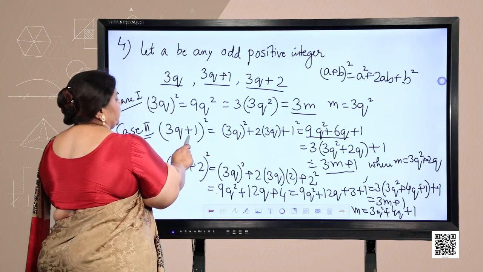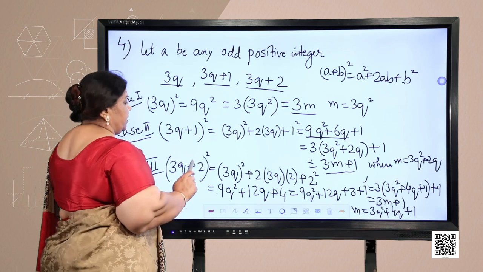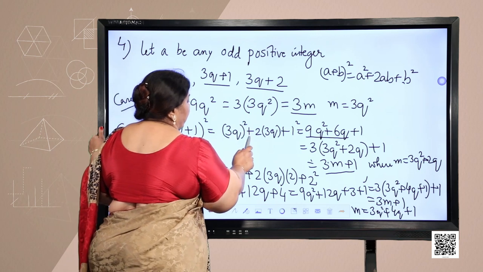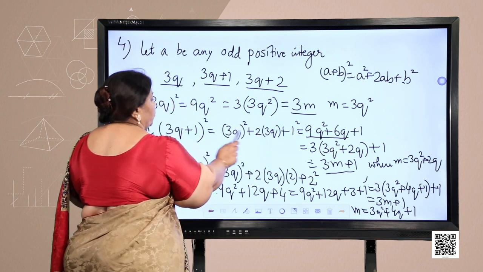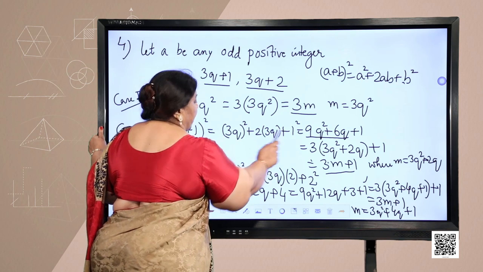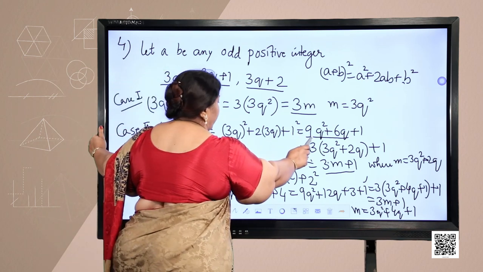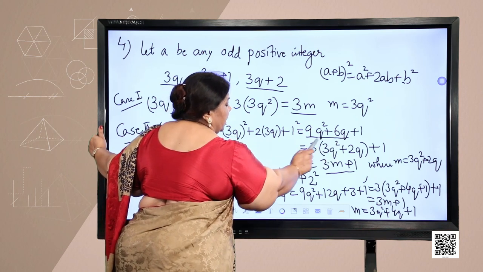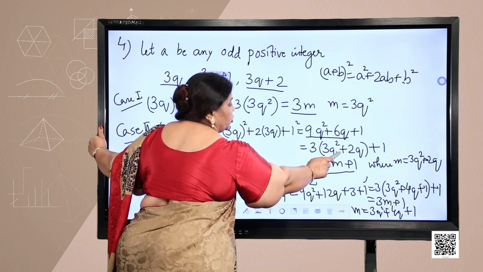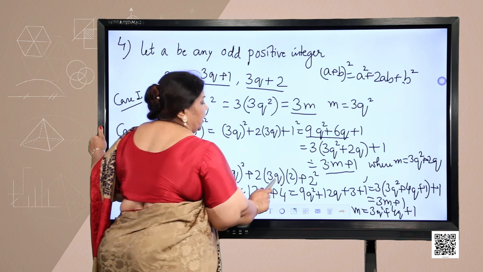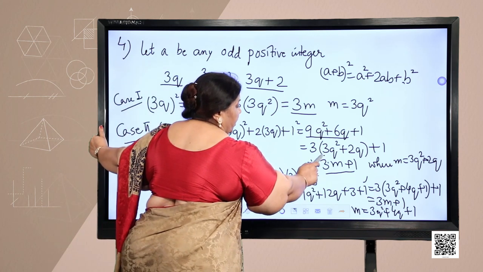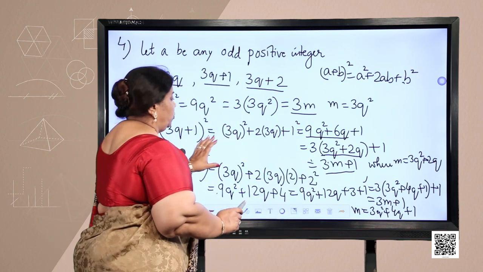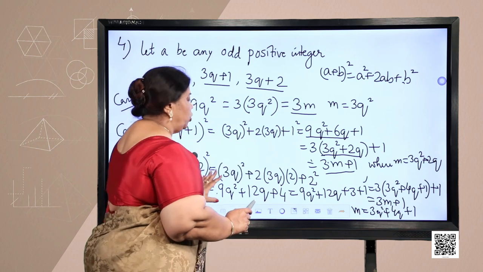We have 3q plus 1 whole square. We are using the identity to expand the binomial here. We have a square as 3q square plus 2ab, 2 into 3q into 1 plus 1 square. That gives me 9q square plus 6q plus 1. Here, if I take 3 common in the first two terms, I have 3 into 3q square plus 2q plus 1. That again can be written as 3m plus 1, where m is nothing but 3q square plus 2q. So, we have shown the second case also, it can be expressed in the form 3m plus 1.